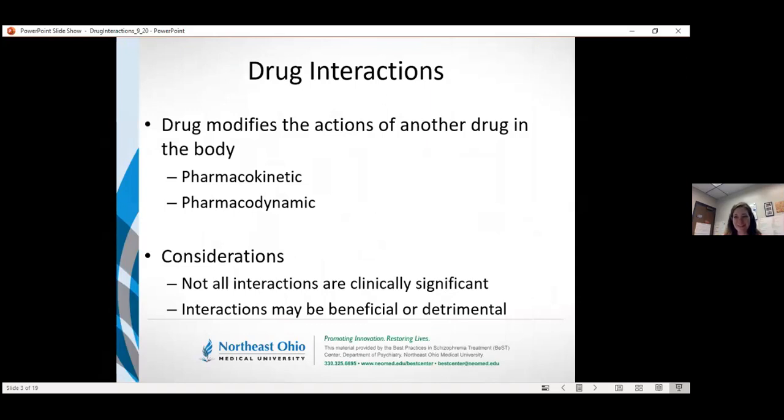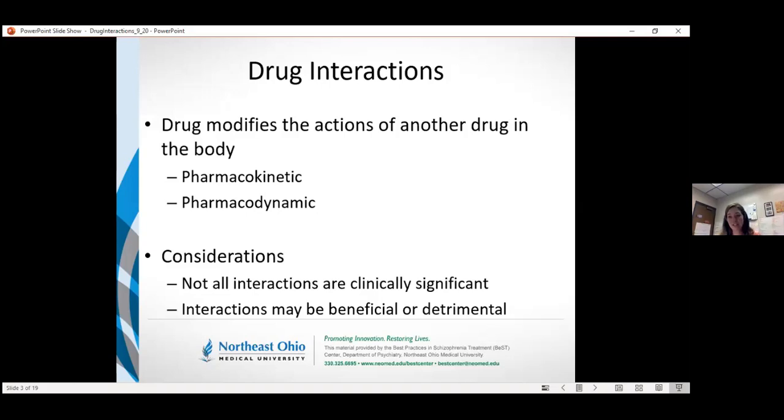So to start with our drug interactions, an interaction is when a drug modifies the action of another drug in the body. And the two main categories that we encounter are pharmacokinetic and pharmacodynamic. And we're going to spend a little time exploring both. But a couple considerations I'd like you to keep in mind throughout the presentation.